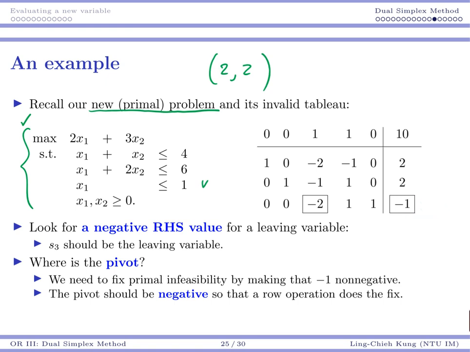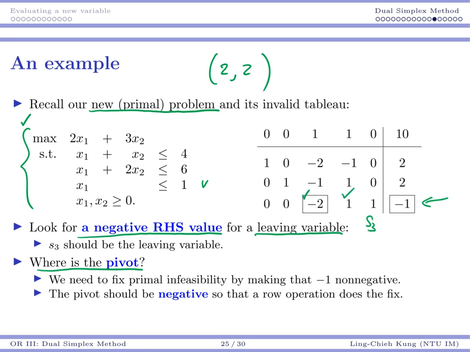So if we want to fix primal infeasibility, what we need to do is to look at the negative right-hand side values. Okay, so it's here. We know S3 should not be inside our basis. It should be kicked out from the basis. So it's going to be a leaving variable. And then we need to find a pivot, right? Somehow let's assume when we find a pivot, we're going to do some row operations. Then with that, we should get an idea about which one should be the pivot.